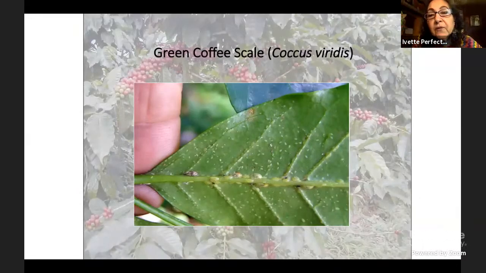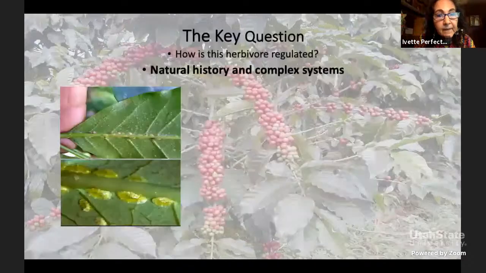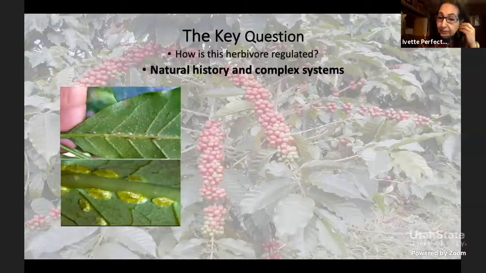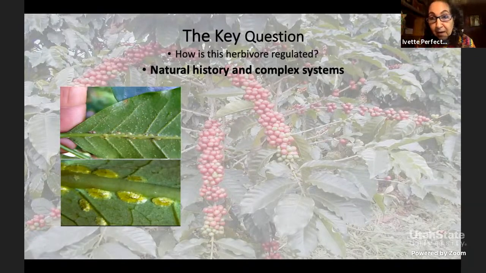Now, in this talk, I want to focus on the green coffee scale, Coccus viridis, which you see here in this picture. This is a hemipteran herbivore that can reach very high densities in some farms and under some conditions. It is a pantropical insect and can attack many different species of plants. It's not a specialist in coffee. If you have a lot of house plants, you probably have seen this insect because it's very common among house plants and greenhouses and things like that.